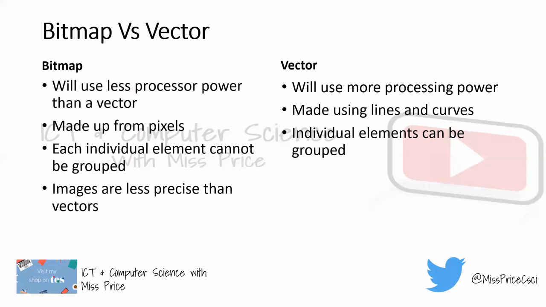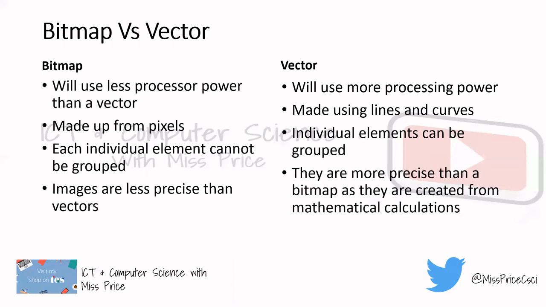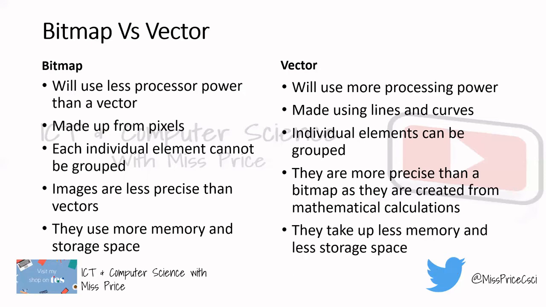Bitmap images are less precise than vectors because, as we know, they're simply pixels on a grid. But vectors are more precise because they're created from mathematical calculations. Bitmap will use more memory and storage because it's got all those tiny pixels to store. But a vector will take up less storage space because all it's doing is simply storing mathematical calculations.